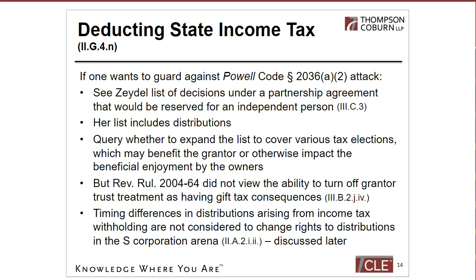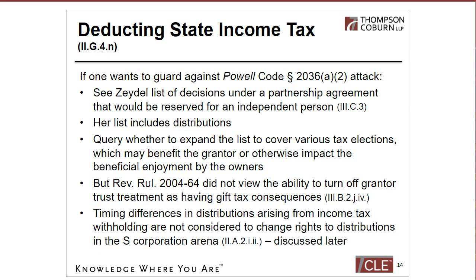So that includes distributions. And I have a list that Diana Zeydel put together for an ACTEC webinar back in 2020, I think it was, when we were thinking about the election and what might happen down the road with tax law changes. And so she put together a list of decisions that under a partnership agreement, you want to give those to an independent person so that the grantor isn't deemed to have any of these tainted powers that might generate 2036 inclusion. So the question is whether you want to have a list of decisions cover various tax elections. And I have included those in my list when I've been concerned about this type of drafting. Whether you really need to or not, I don't know.